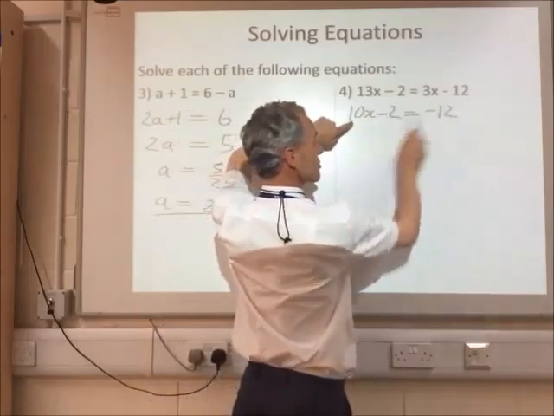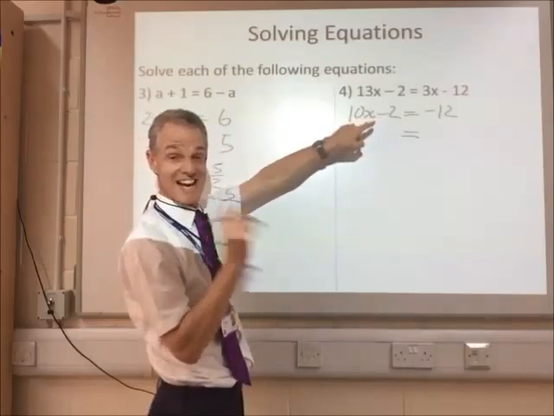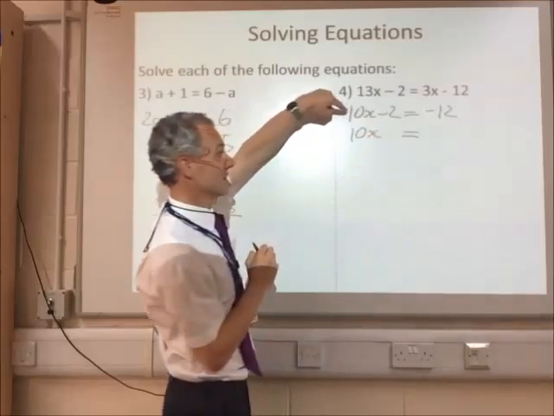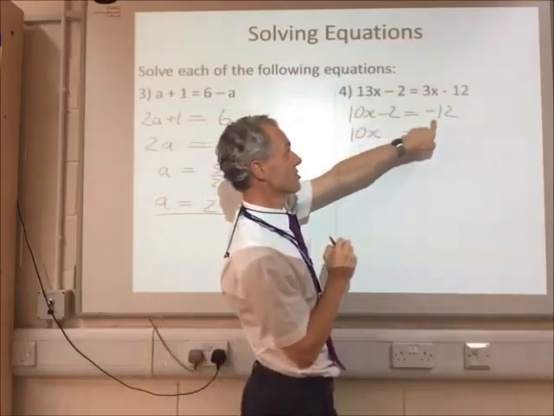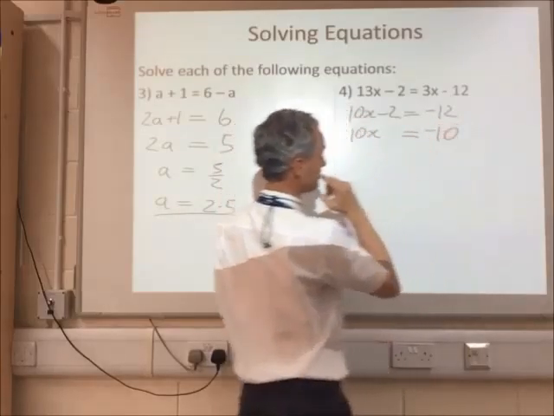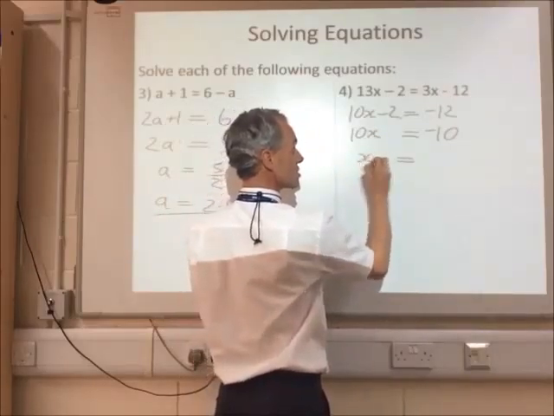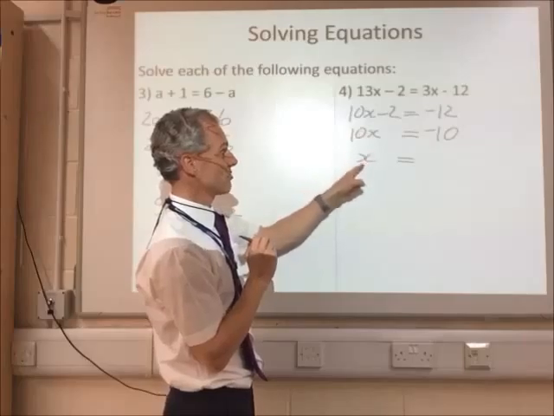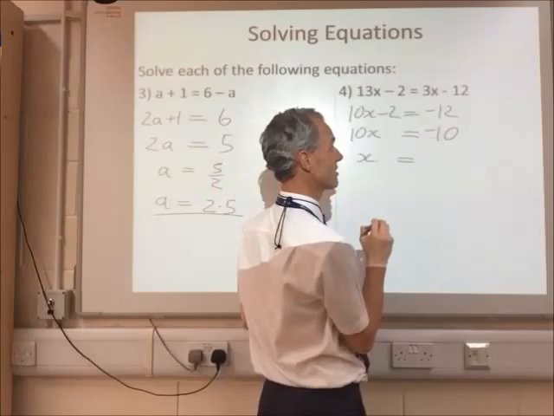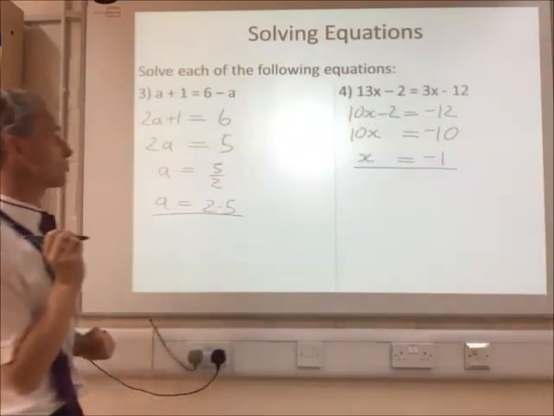Now I'm going to have all the numbers on the right hand side, so I want to get rid of that minus 2. To get rid of that minus 2, I'm going to add 2 to both sides of the equation. So adding 2 to the left hand side leaves me just 10x here. I've got to add 2 to the right hand side. Minus 12 add 2 is minus 10. I want to go from 10x to 1x, so I'm dividing by 10. Divide the left hand side by 10 to give me x. Divide the right hand side by 10, so minus 10 divided by 10 is minus 1. And there's my solution, x is minus 1.